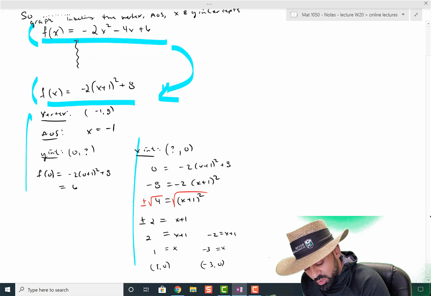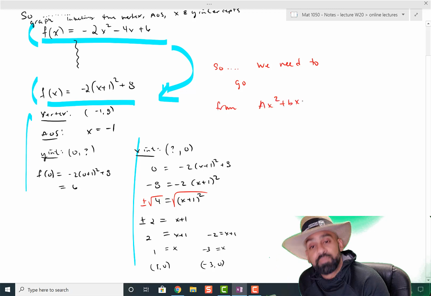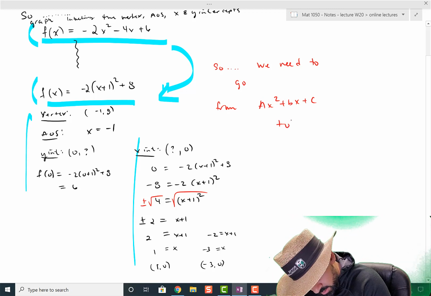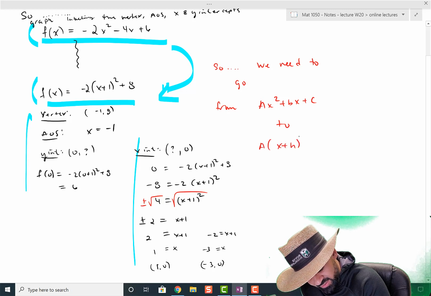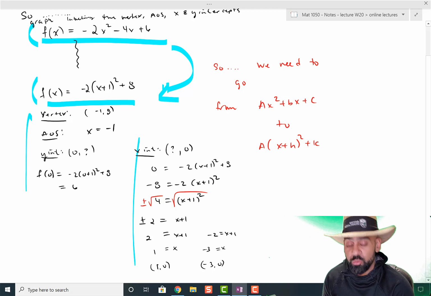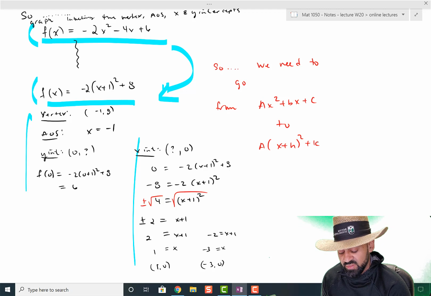Today, this is what we want to do. We need to go from ax squared plus bx plus c, which is standard form, to a(x plus h) squared plus k, because that would be vertex form. We're just going to nail through both of these, and hopefully it'll make sense. So let's stay tuned for this.